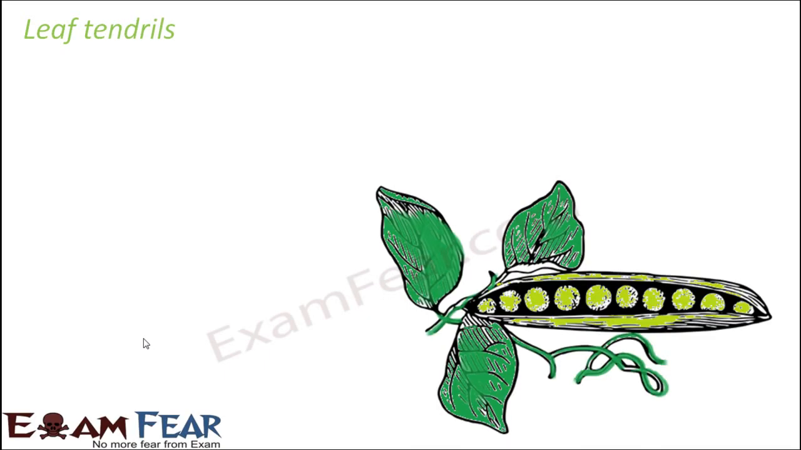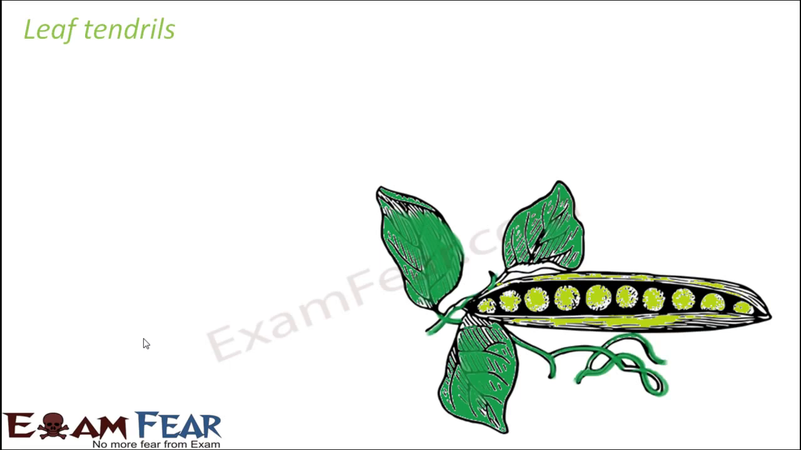The next one is the leaf tendrils. Tendrils come from the word tender, which means something soft and flexible. Now the way we talked about stem tendrils, when the stem gets modified into tendrils which act as climbing structures, similarly, in some plants the leaves get modified into coiled structures called tendrils, which attach the plant for support. So leaf tendrils and stem tendrils both perform the same function. It is just that in some plants stem tendrils are present, whereas in other plants leaf tendrils are present.